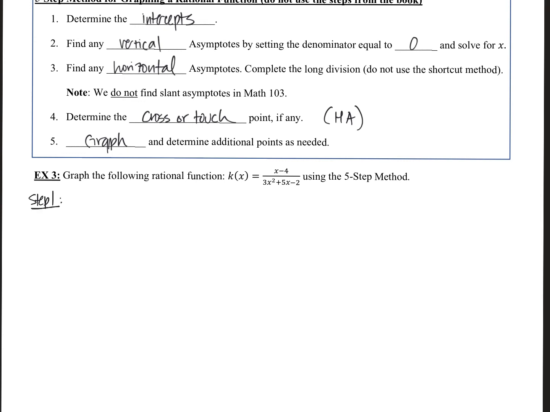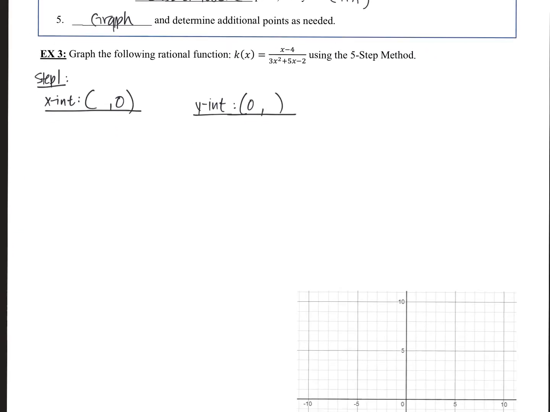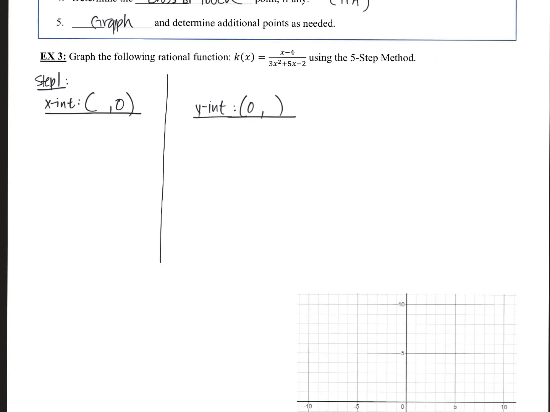So how do we determine the intercepts? For x-intercept, it's always the same. We set y to 0. And then for the y-intercepts, we set x to 0. I'll go ahead and do the y-intercept first. So for the y-intercept, set x to 0. Remember, k of x is the same thing as y, so I'm just going to rewrite it as y equals x minus 4 all over 3x squared plus 5x minus 2.